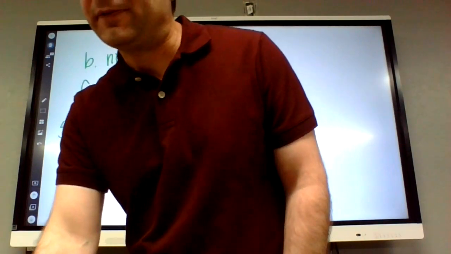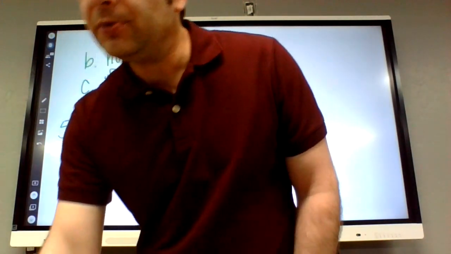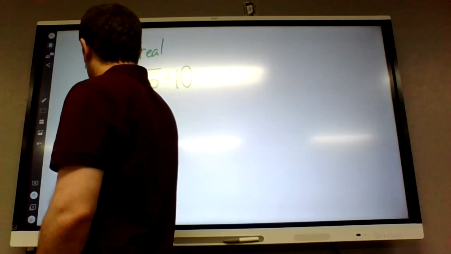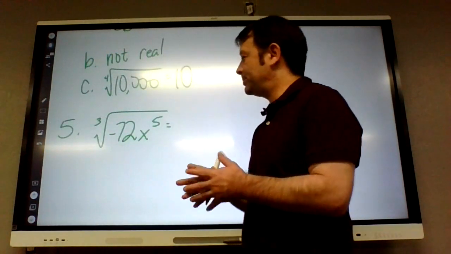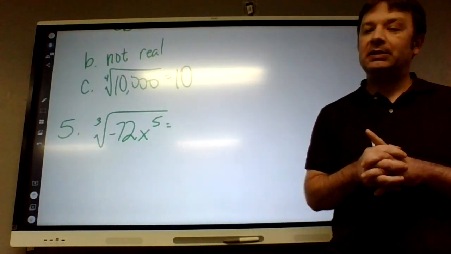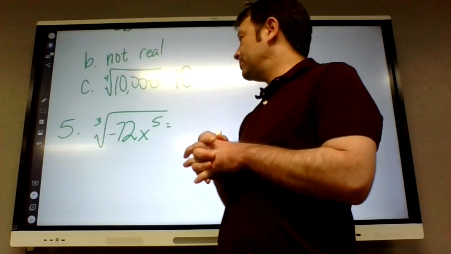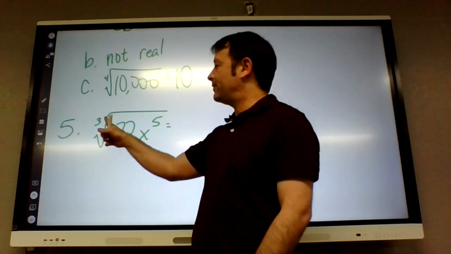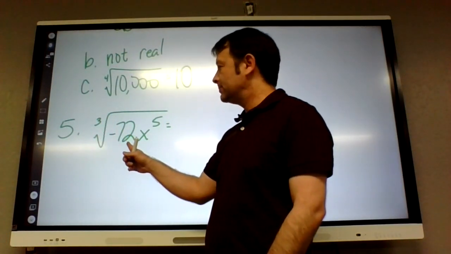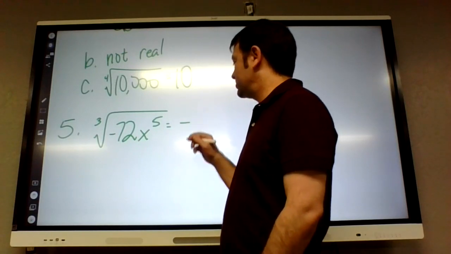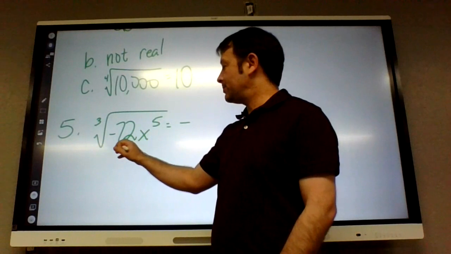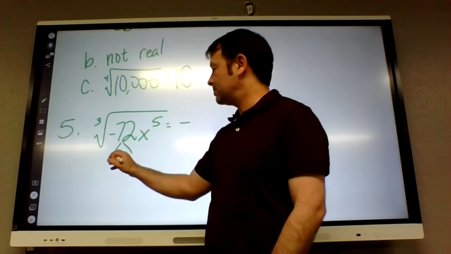Number 5, cube root of negative 72x to the 5th. Okay, we are simplifying. So, can we simplify cube root of negative 72? Is it possible to have a cube root of a negative? Yes, it is. It'll just be negative something. I'll throw the negative out there. But how do I simplify cube root of 72?